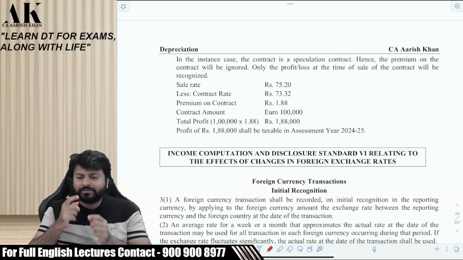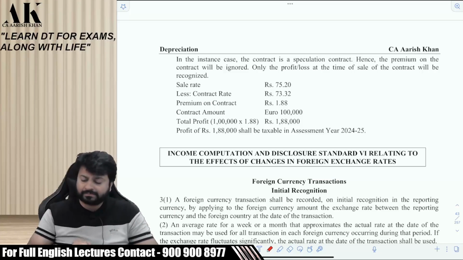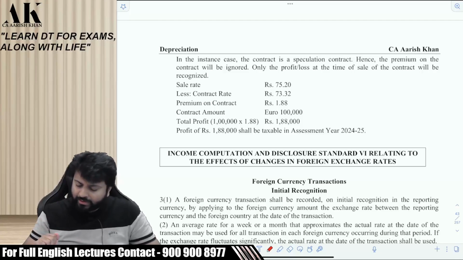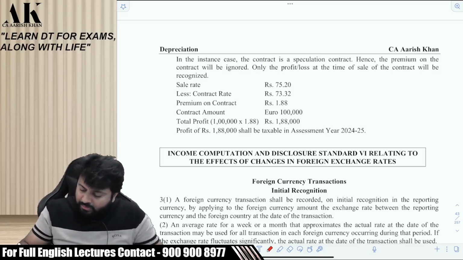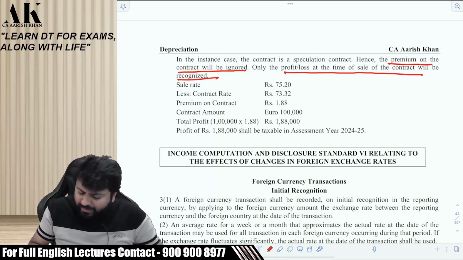But he is not doing that. He is doing a speculation on that contract. He is buying and selling contracts. Hence the premium on the contract will be ignored. Only the profit or loss at the time of the sale of the contract will be recognized. So in such cases, the premium of the contract has to be ignored, and only the profit and loss at the time of the contract has to be recognized.